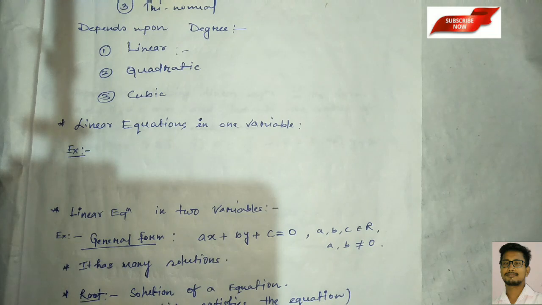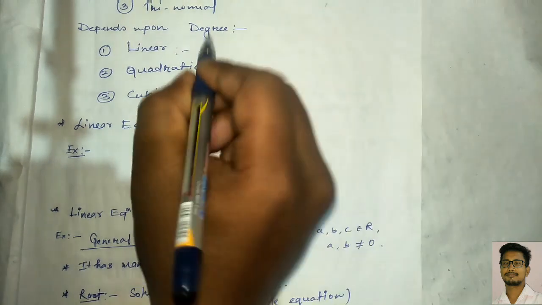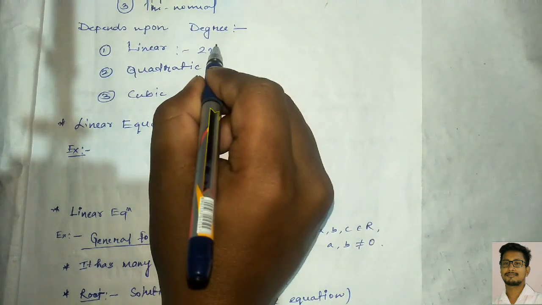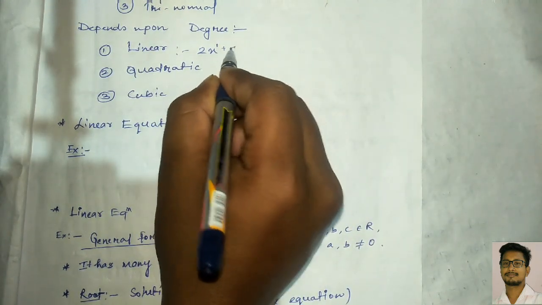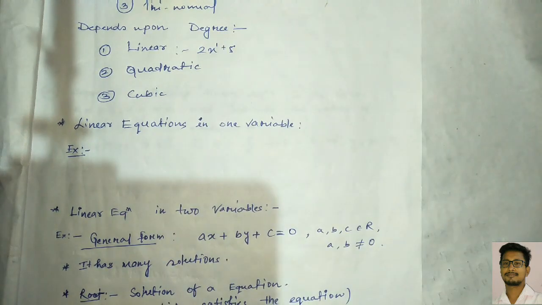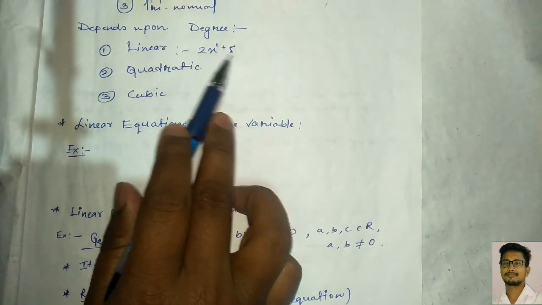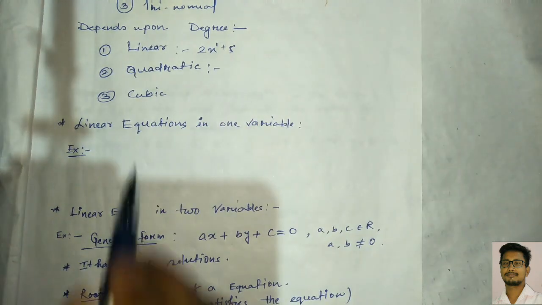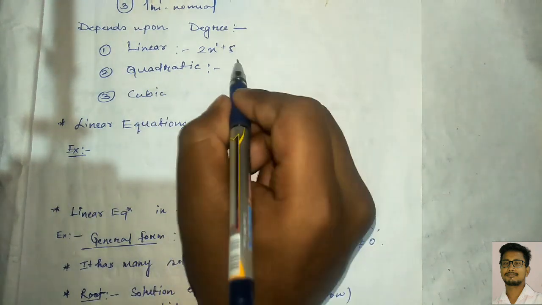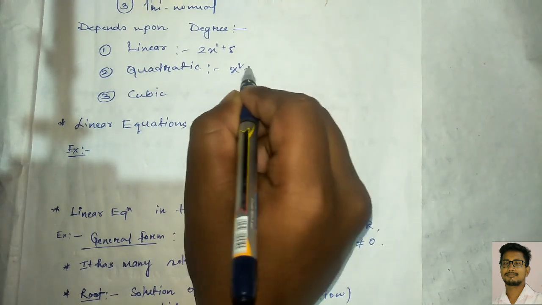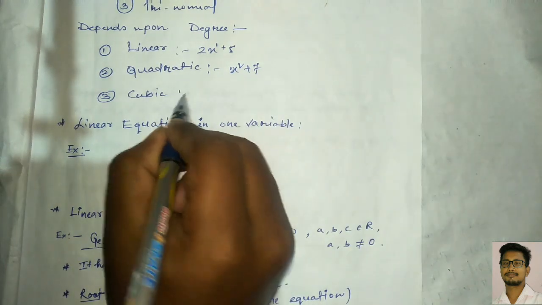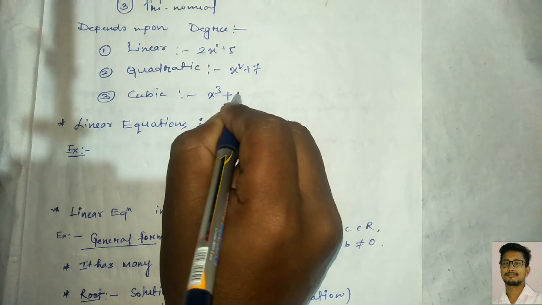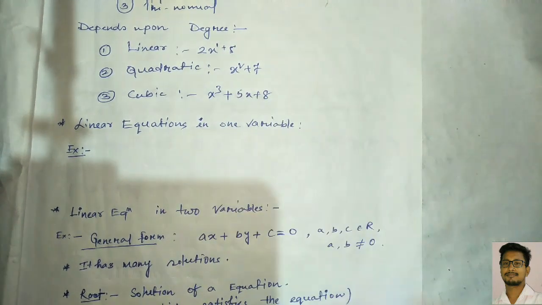So for a linear polynomial, the degree is 1, that is 2x, and you can see here the highest power is 1. When the power is 1, then we say it is a linear polynomial. And when the degree is 2, that is said to be quadratic. You can take the example x square plus 7, right? Then when the degree is 3, we say that is a cubic polynomial, right?